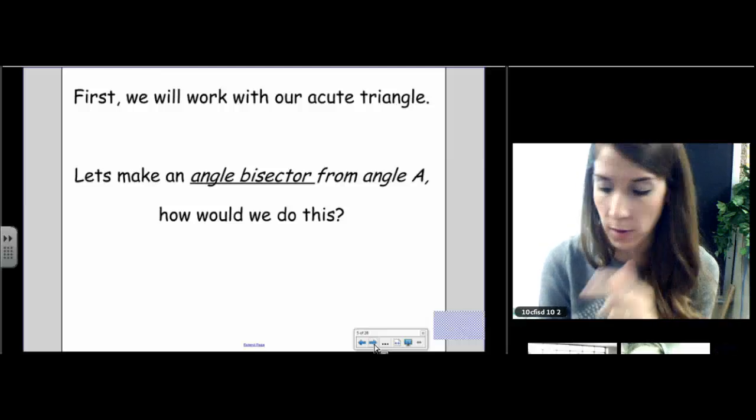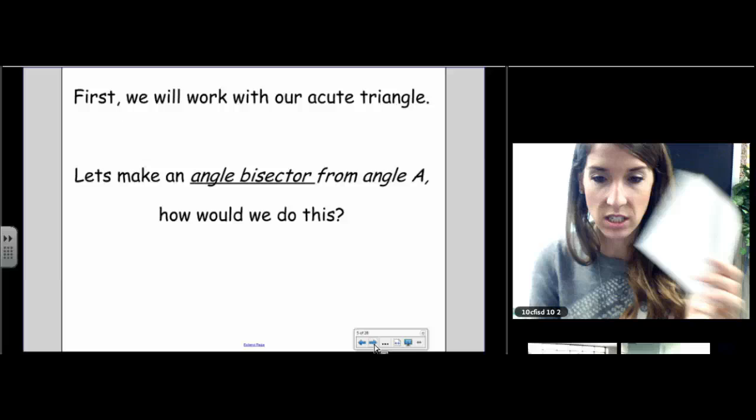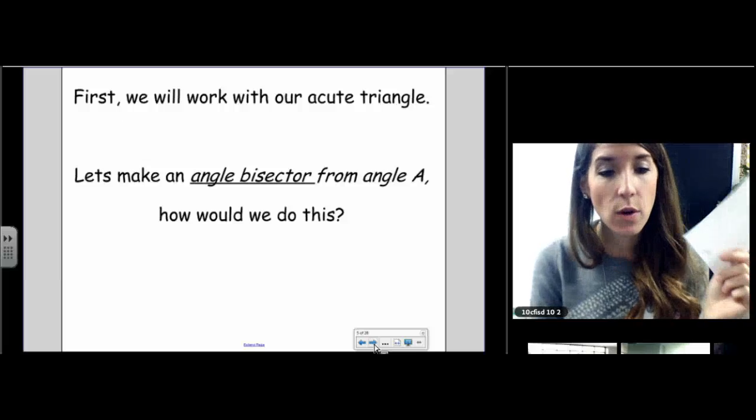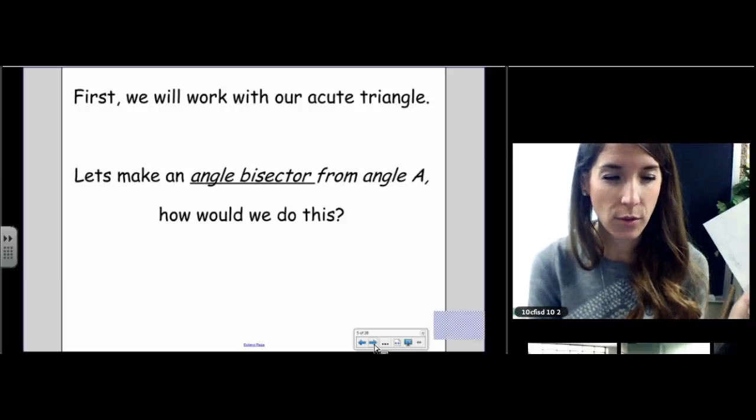Can't we use normal paper? No, first of all, you want it to be smaller. Second of all, you want to be able to see through it. You can't always see through normal paper.